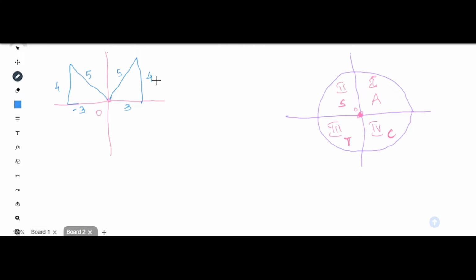So, if you want to consider the first quadrant, any function you take, you notice that everything is positive, right? 5, 4, 3, everything is positive. So whatever you divide, both positive numerator and positive denominator, you end up getting, in quadrant 1, everything is positive. Correct?